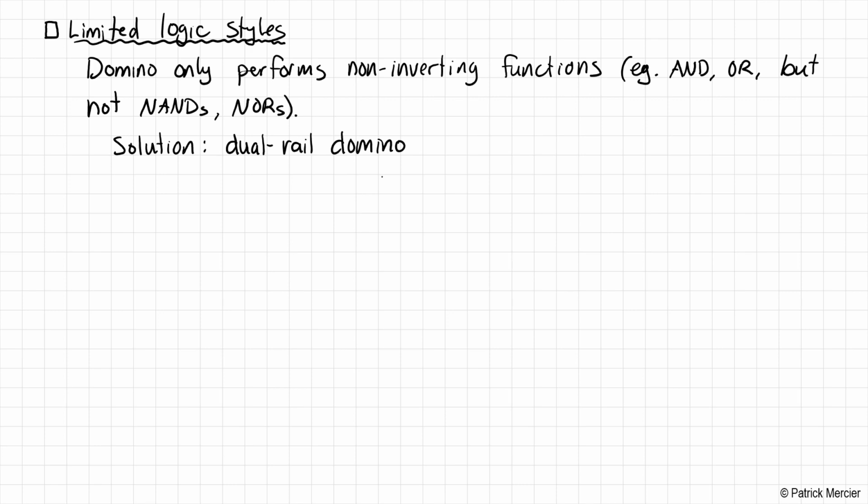So what it looks like is as follows. We have our PMOS header switch. We have our pull down network. I'm going to describe this as F bar in this case.